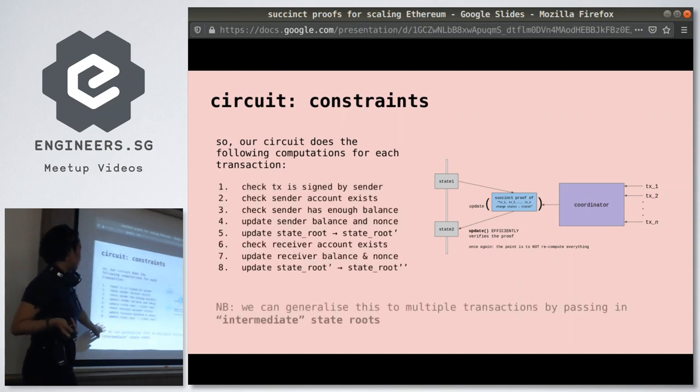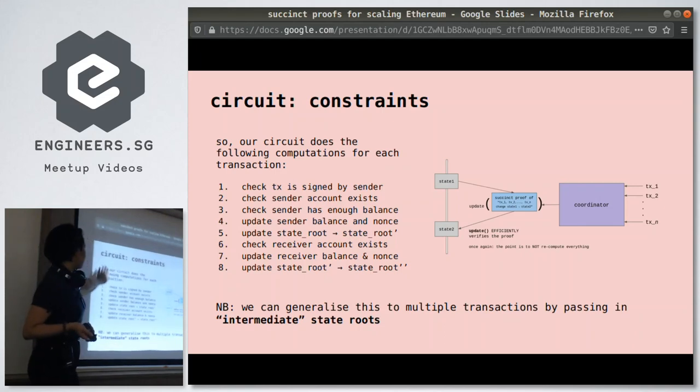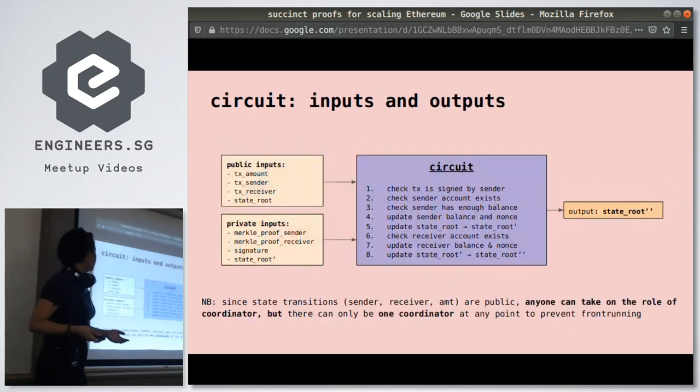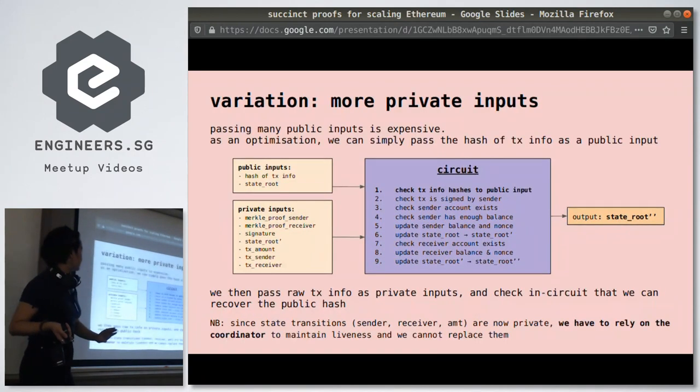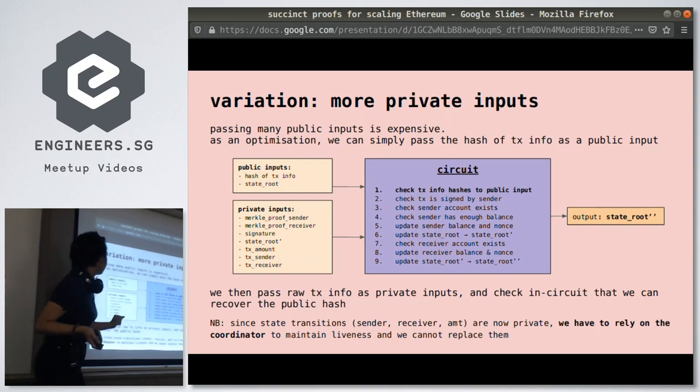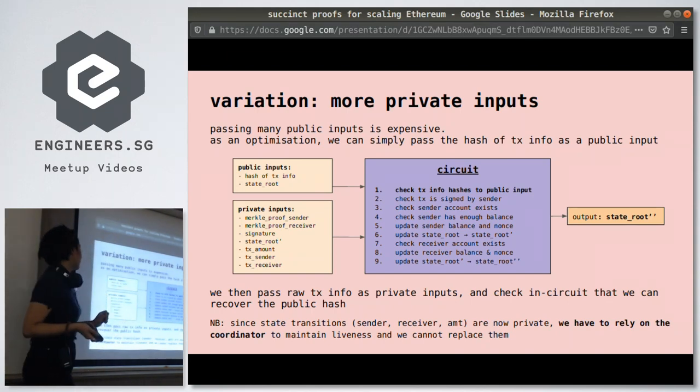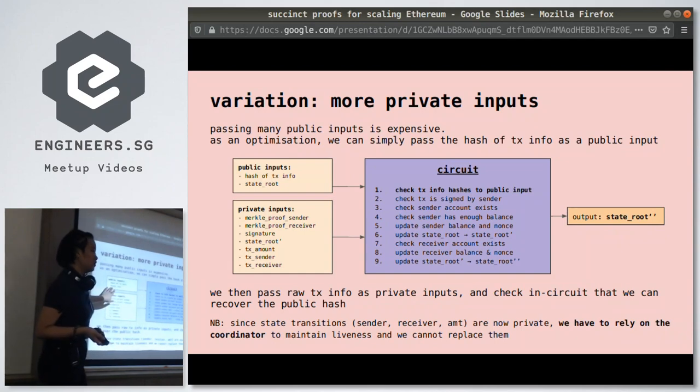So these are, once again, the constraints that our circuit has. This is what we'll represent as an arithmetic circuit, compiling to a SNARK. These are the inputs and outputs. And as I mentioned, if you're very privacy conscious, you can choose to reveal only the minimum of information. That is the minimum information. There's no smaller. Yes, it's the minimum information because the state root is needed.